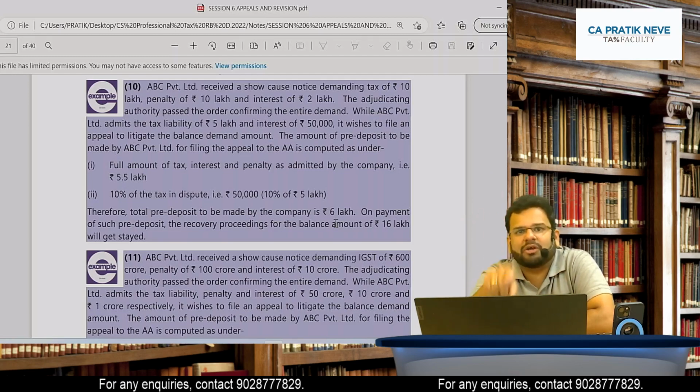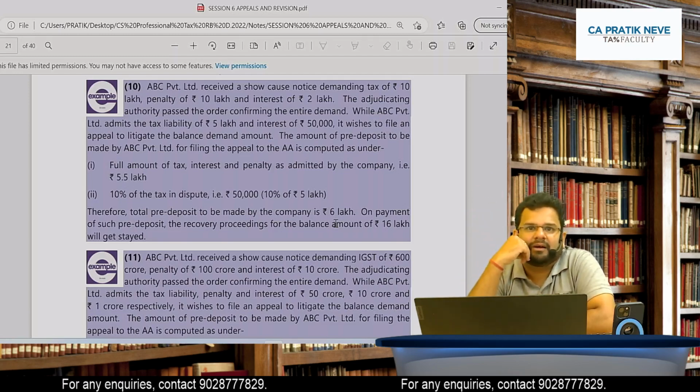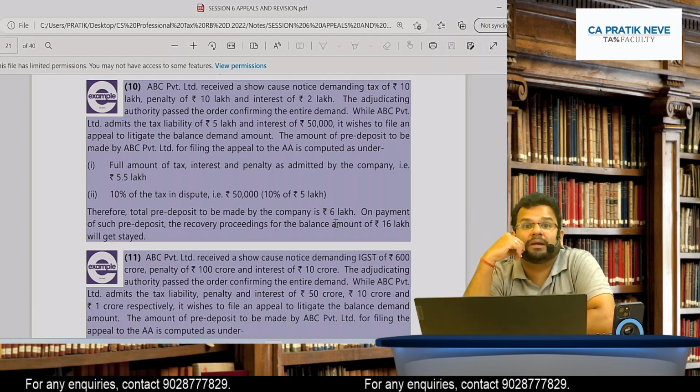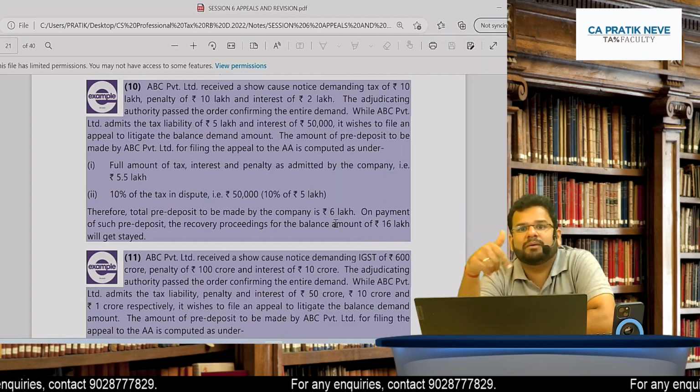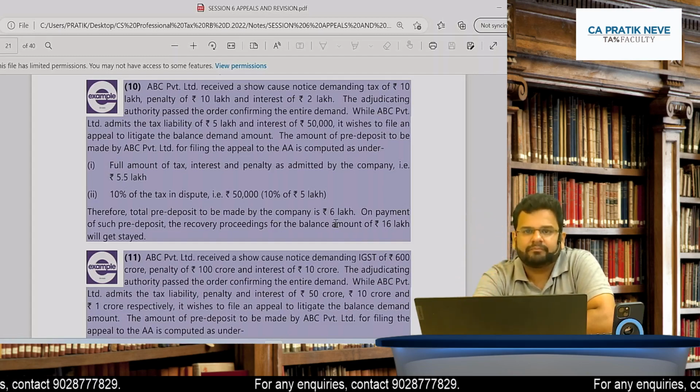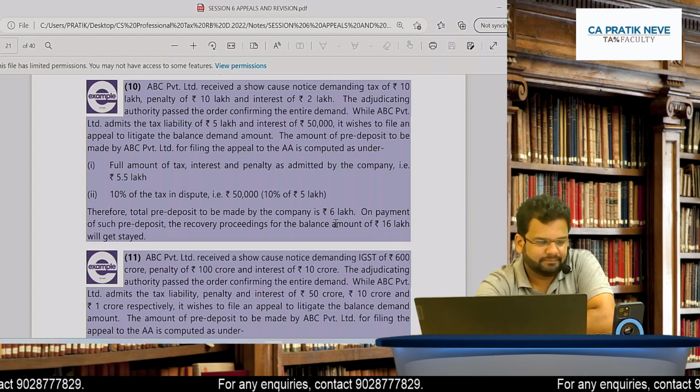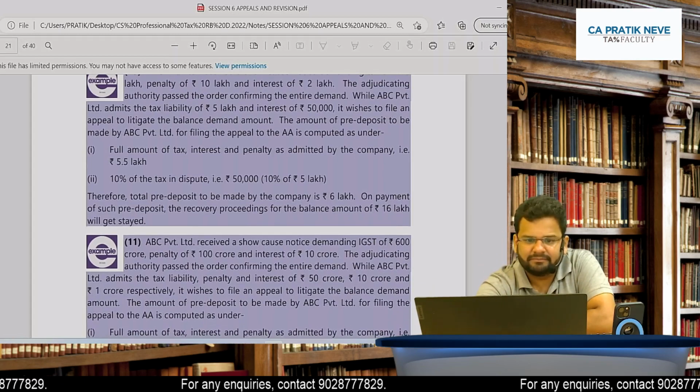So first what you have accepted, you pay that, and as a token you also pay 10% of tax under dispute, then you will be able to make an appeal. Agreed?